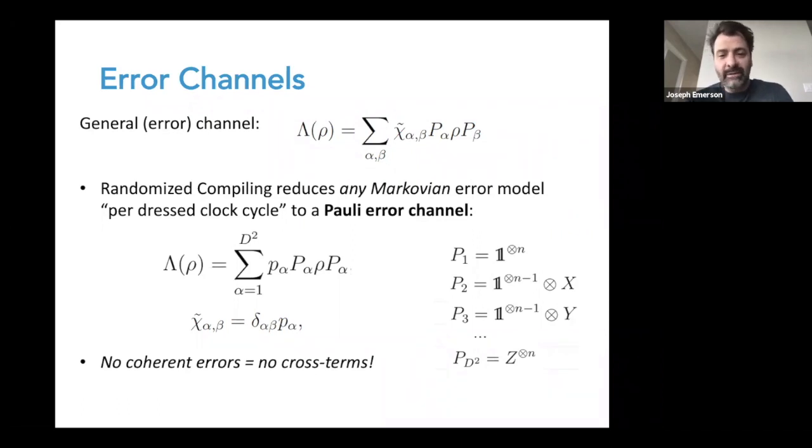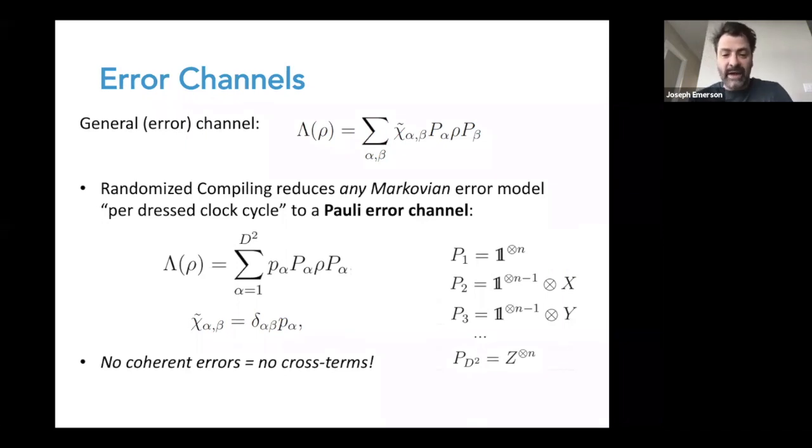We can represent in this chi matrix picture a general channel. If you make the assumption that you have a Pauli error channel, an assumption which is enforced by randomized compiling, that kills off the off-diagonal terms in the chi matrix. So you're just left with this Pauli-Krauss picture where you have some lowercase p sub alpha as the probability weight, the classical probability of error p alpha occurring.